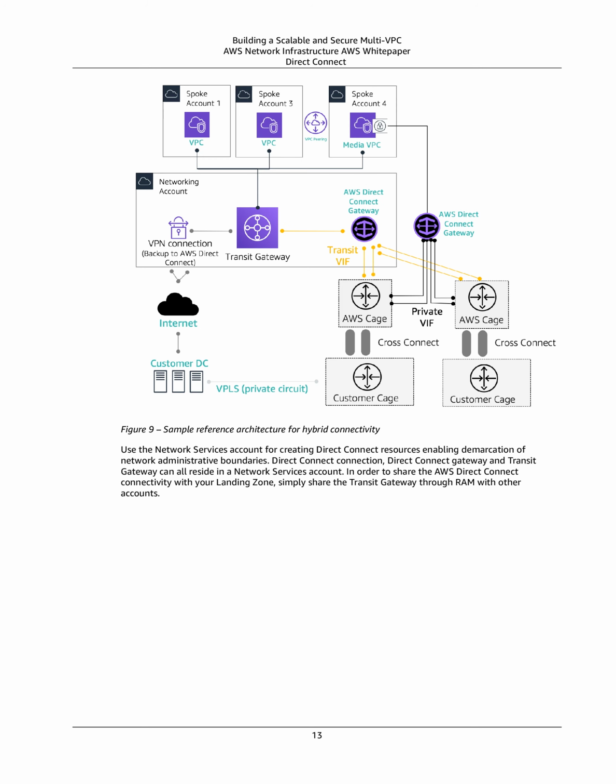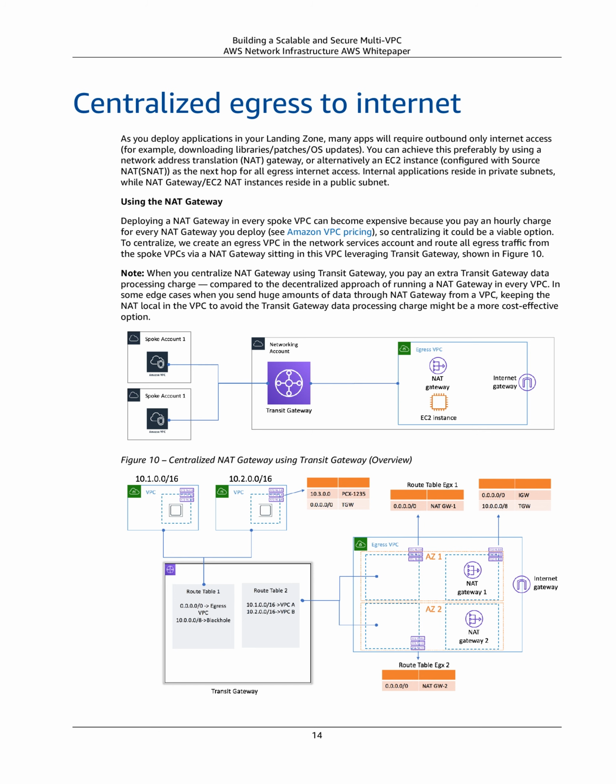Use the Network Services account for creating Direct Connect resources, enabling demarcation of network administrative boundaries. Direct Connect connection, Direct Connect gateway and transit gateway can all reside in a Network Services account. In order to share the AWS Direct Connect connectivity with your landing zone, simply share the transit gateway through RAM with other accounts. Centralized egress to Internet.